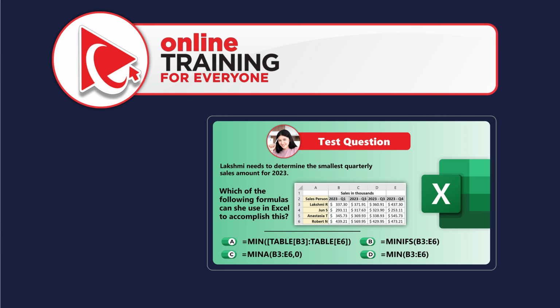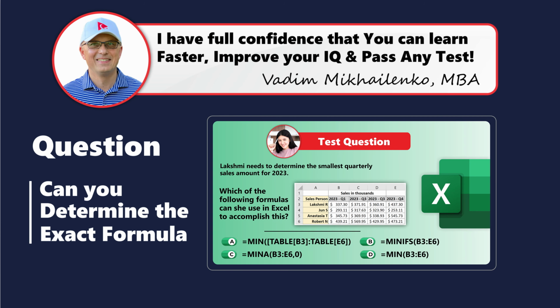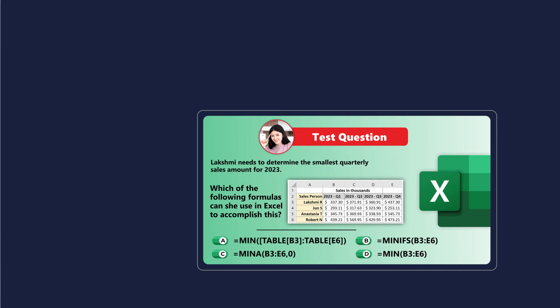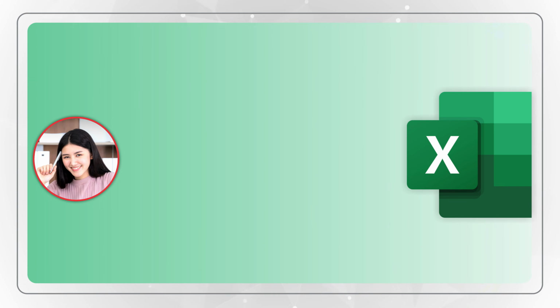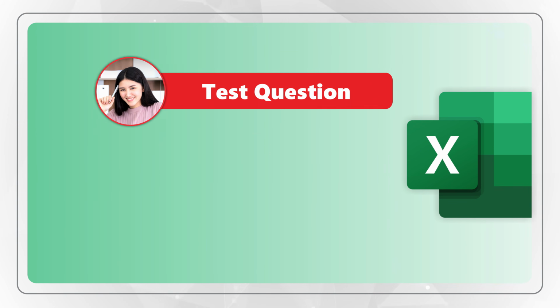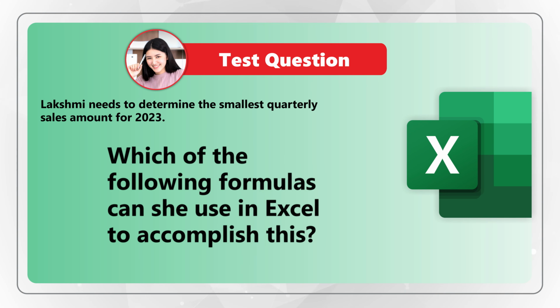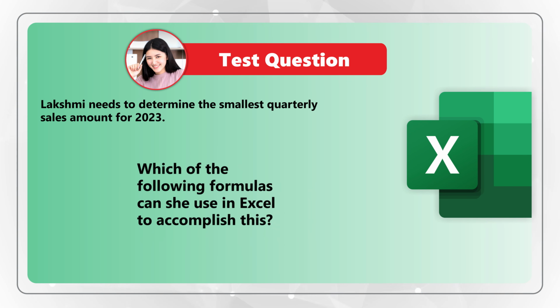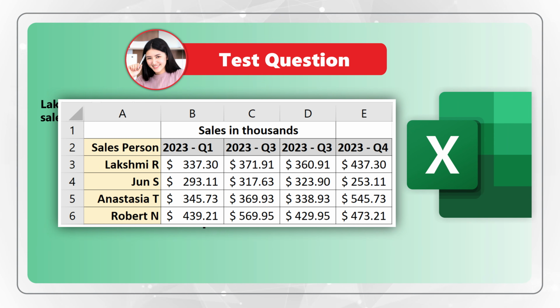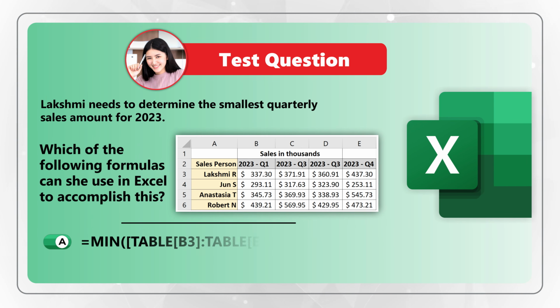I have a surprise for you. And my surprise is a practice question for you to solve. Lakshmi needs to determine the smallest quarterly sales amount for 2023. Which of the following formulas can she use in Excel to accomplish this? You're presented with the data set and four possible choices. Take a close look to see if you can select choice A, B, C, or D.